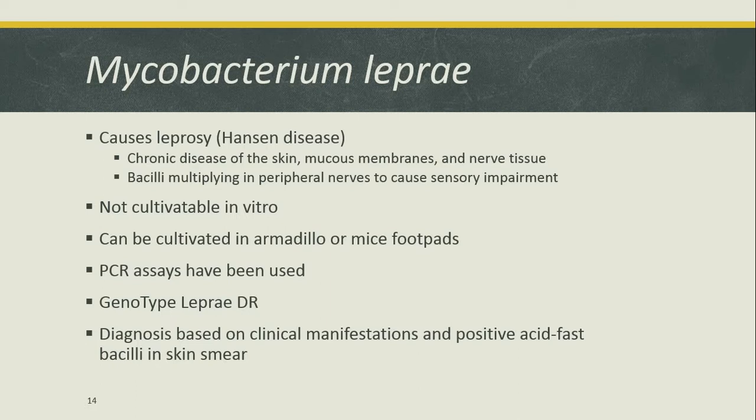They do grow it. I guess it can be cultivated on armadillo or mice footpads. However, we don't do that. Usually we just use PCR assays or some type of instrument to identify it. Diagnosis is also based on the clinical manifestations and then, of course, the positive acid-fast stain from a skin smear.